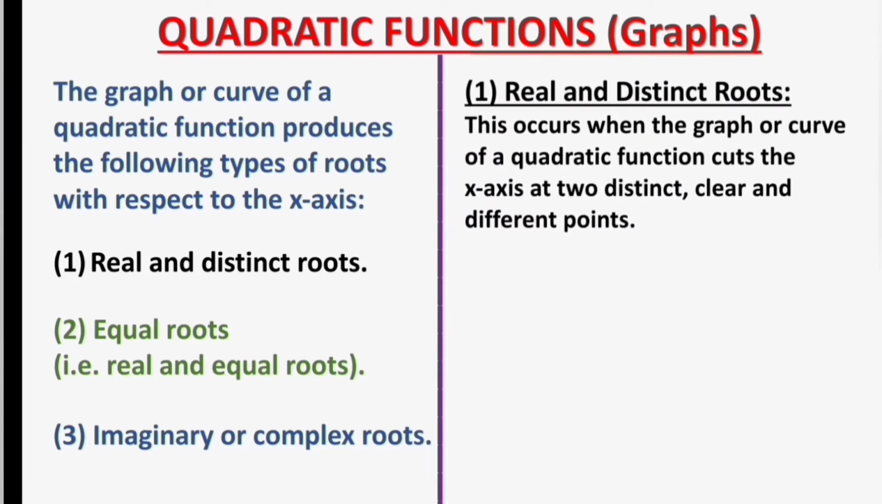Taking the definitions, number 1, real and distinct roots. This occurs when the graph or curve of a quadratic function cuts the x-axis in 2 distinct, clear and different points. Here is an example of a graph or curve of a quadratic function which produces real and distinct roots. We consider the graph or curve cuts the x-axis at 2 different points.